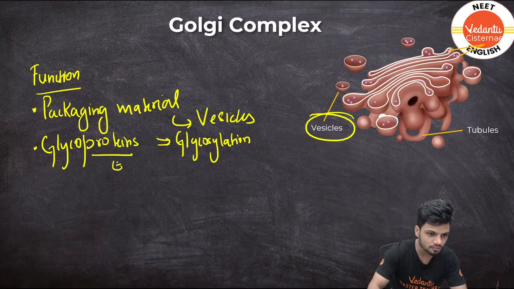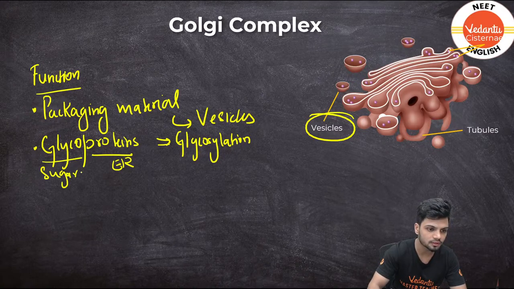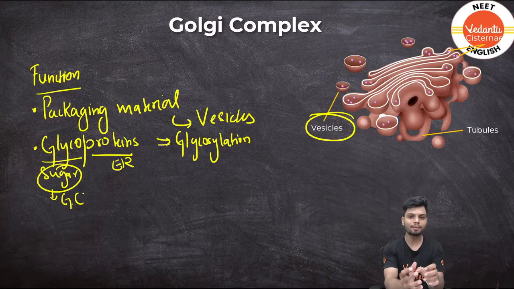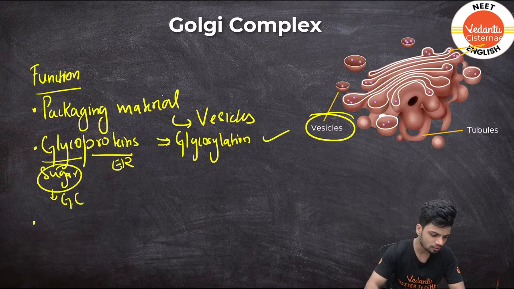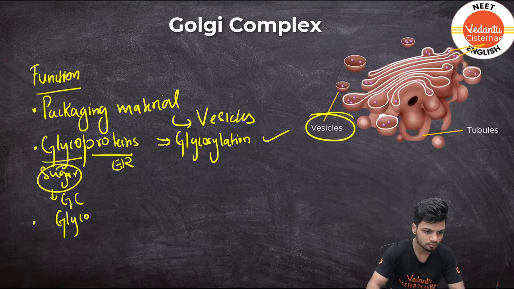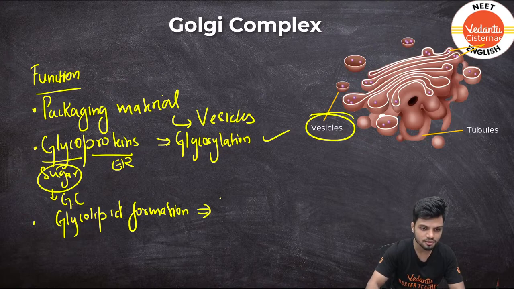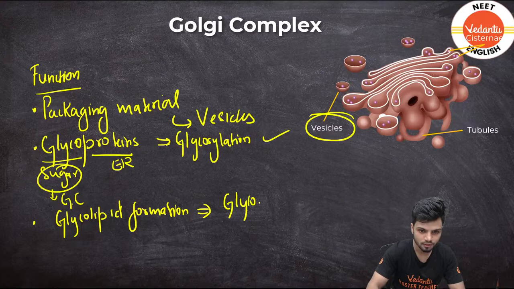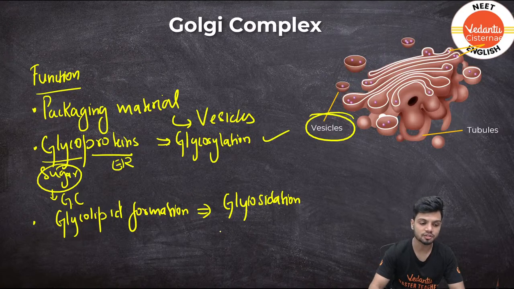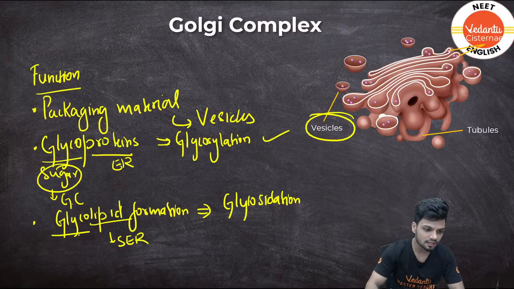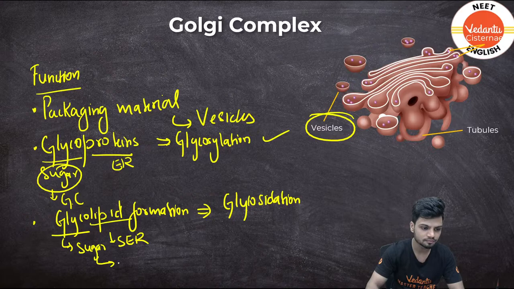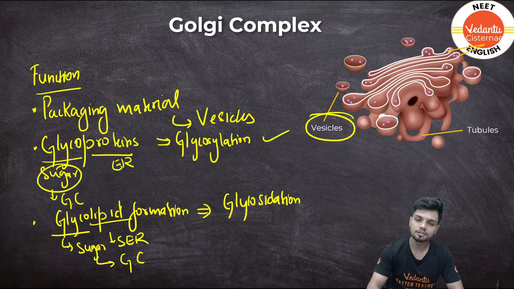See this. This protein part is from the ER. This glyco part, that is the sugar part, is from the Golgi complex. So the Golgi complex adds sugar to the protein, making it a glycoprotein. That is called glycosylation. Then we also have glycolipid formation here. Again, the lipid is coming from the smooth endoplasmic reticulum, and the sugar part is added by the Golgi complex. So the Golgi complex does the packaging, and it produces glycoproteins and glycolipids.